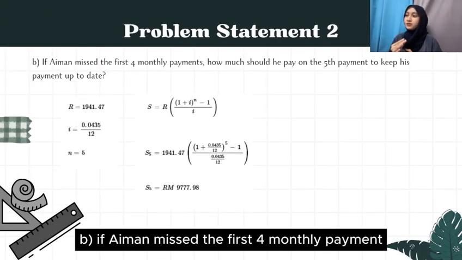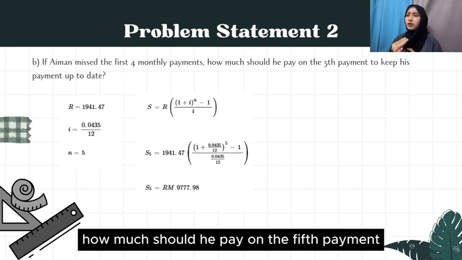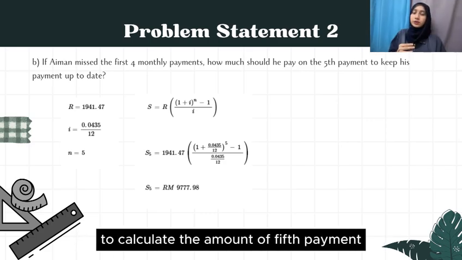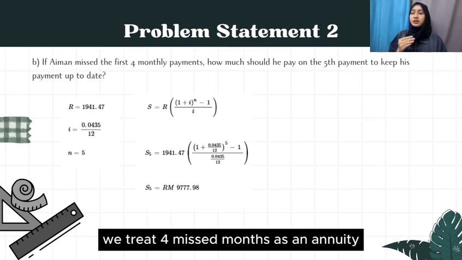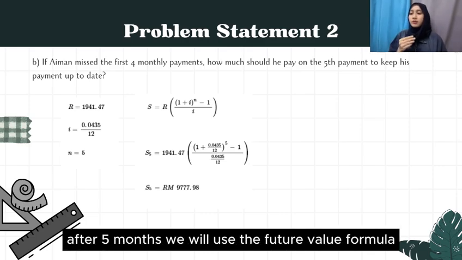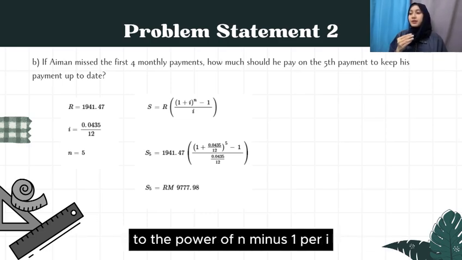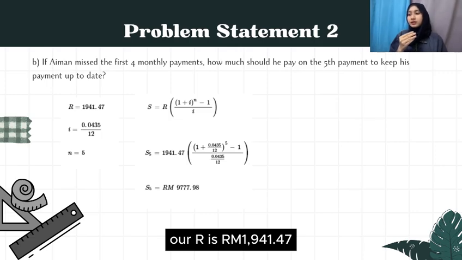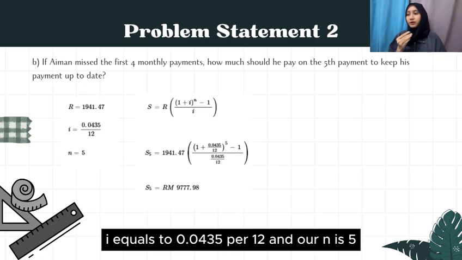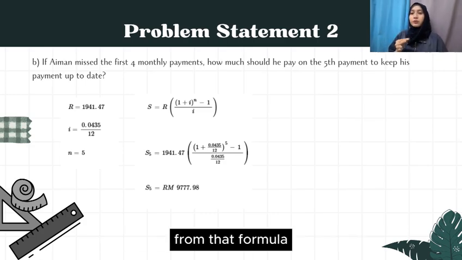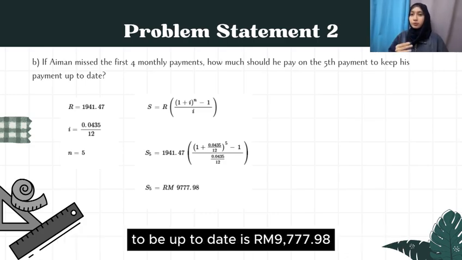B. If Iman missed the first 4 monthly payments, how much should she pay on the fifth payment to keep the payment up to date? To calculate the amount of prepayment, we treat this as an annuity and find the accumulated value after 5 months. We will use the future value formula, which is S equal to R times ((1 plus i) to the power of n minus 1) per i. Our R is 1,941 ringgit 47 cents, i equals 0.0425 per 12 and our n is 5. From that formula, we can see that the amount Iman has to pay to be up to date is 9,777 ringgit 98 cents.